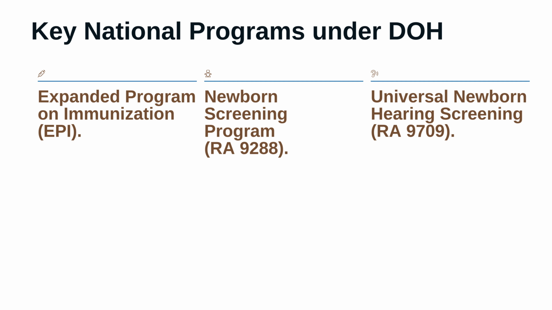complications and lifelong consequences. The Universal Newborn Hearing Screening under RA 9709 is for identifying hearing impairments as early as possible to support learning and communication. These life-saving initiatives that nurses implement directly in the community setting are important in ensuring a healthy child.